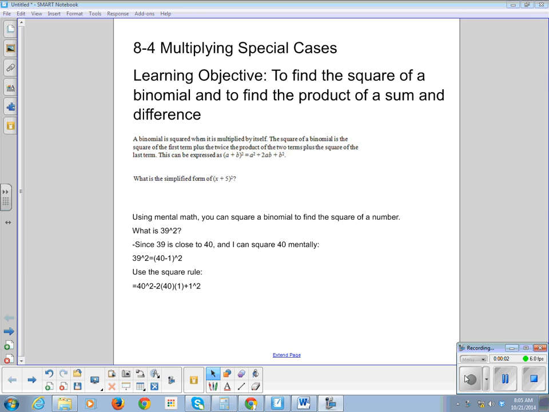All right, so this is 8-4, multiplying special cases. Yesterday we did multiplying polynomials, and our learning objective today is to find the square of a binomial. And let's highlight our vocabulary.